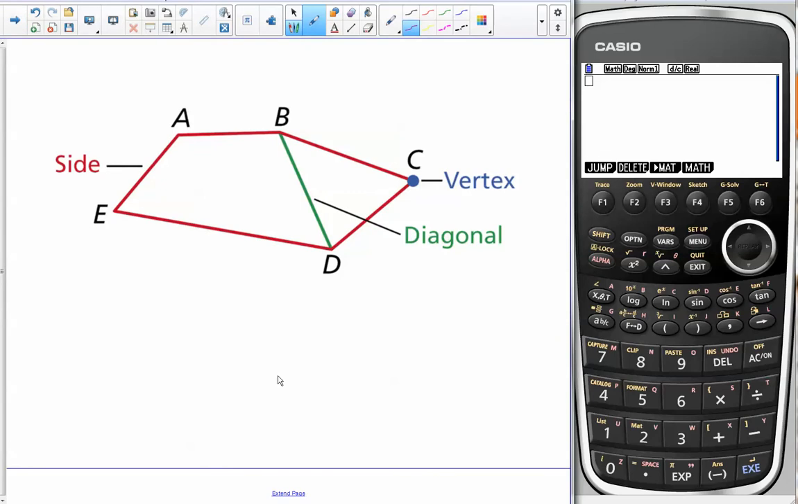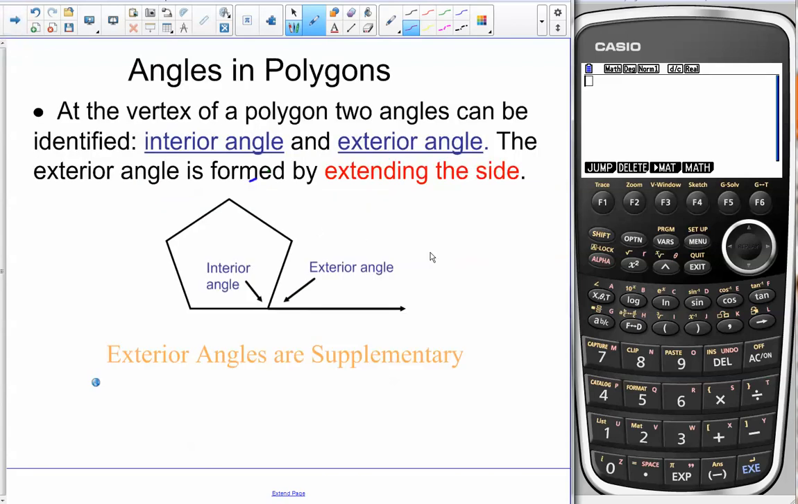Some terms that are extremely important. We have our sides right here. So these are sides. Our diagonal connects two vertices. Connects these two vertices. I have a diagonal over here as well. And then a vertex over here. These are all vertices: A, B, C. We name those with capital letters. All right. So we need to have those definitions down because we'll use them here in just a few minutes.